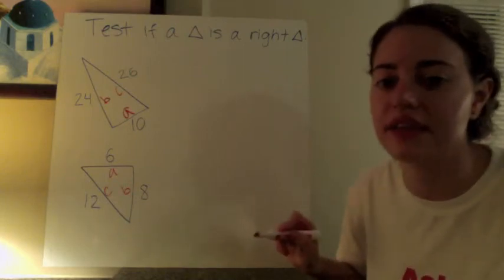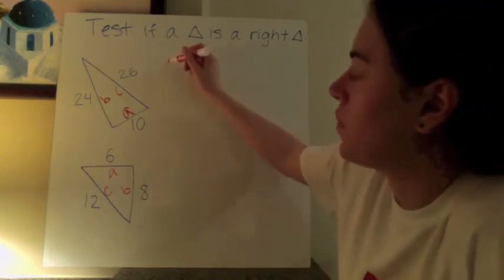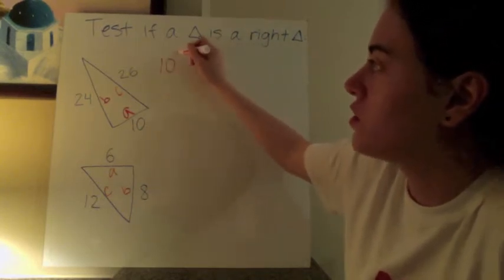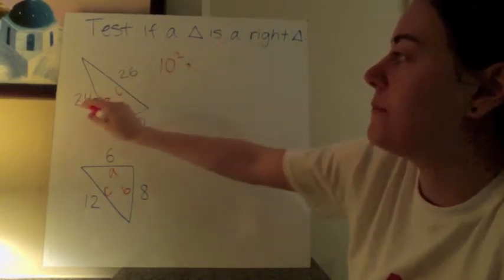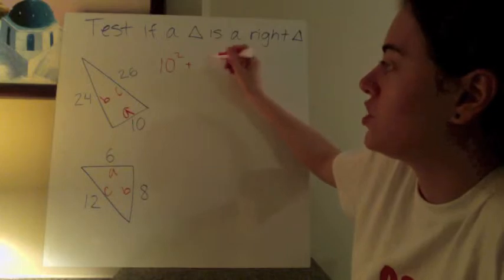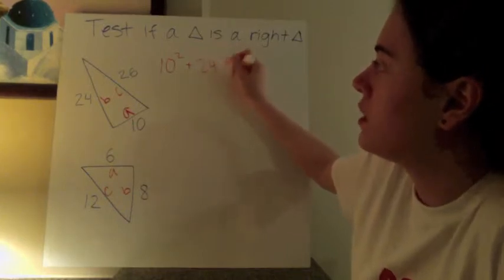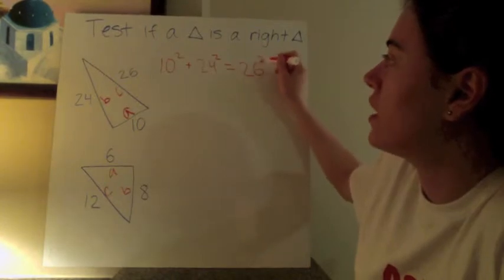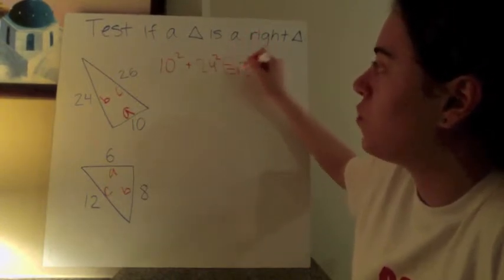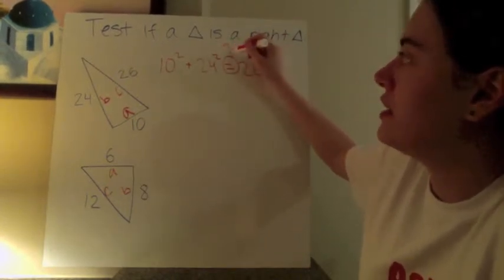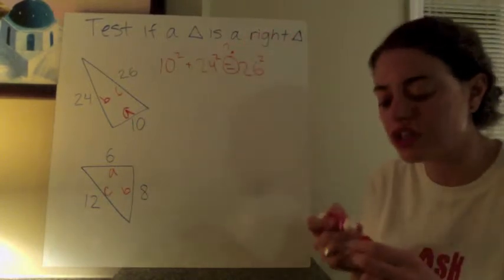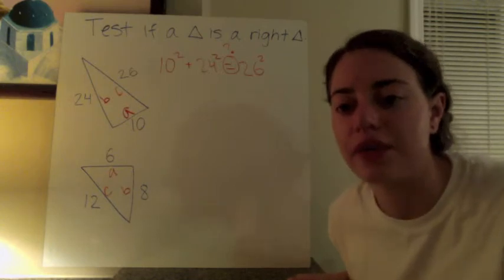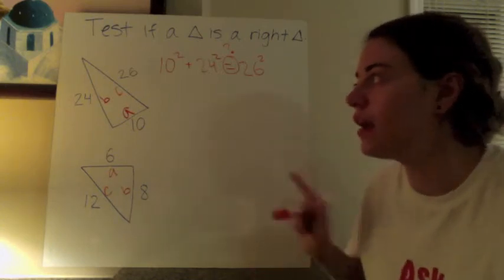So now when I set this up, I can say a squared plus b squared equals c squared. A squared is 10 squared plus b squared, which is 24 squared, is equal to 26 squared. And this equal sign is what I'm trying to prove. Is that true? So I'll put a question mark by it because we don't know that those are equal. You'd have to put those into your calculator to find out. Another thing you can spot.